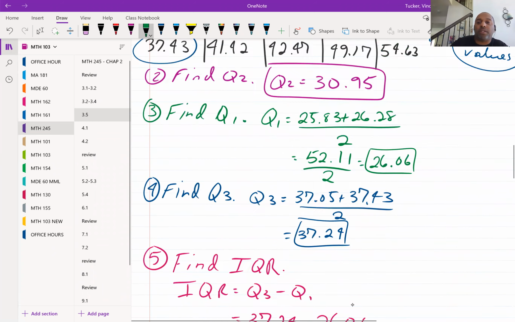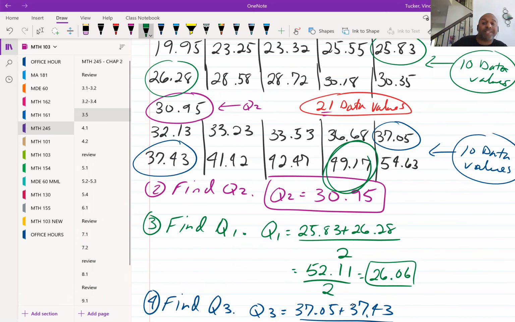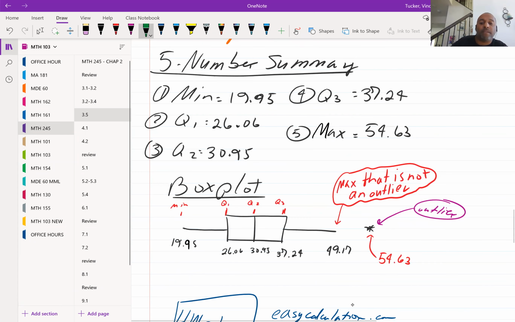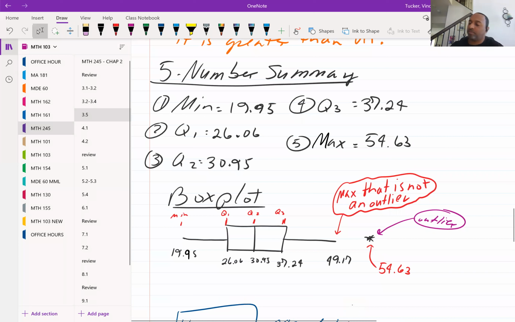Let me just scroll up real quick. So 49.17 is right here. That's the next value up. That's not an outlier. So that's why, when it comes to the box plot, 49.17 is where the whisker extends. 19.95 was all right. And then here we have our asterisk for our outlier. All right, any questions? Everybody good?